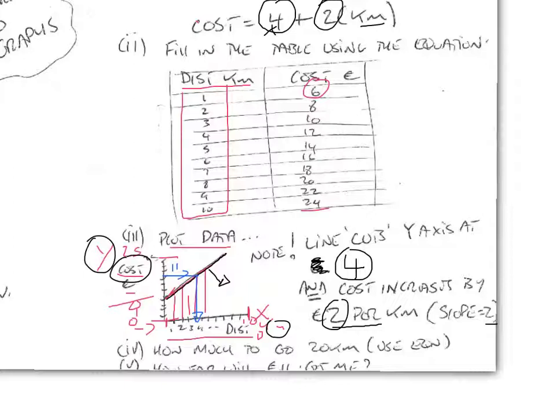We can also use the equation itself to see how much it would cost me to go 20 kilometres. We'd simply put our 20 in here. We'd have 2 times 20 is 40 plus 4, which is 44. It would cost 44 euros to travel 20 kilometres.